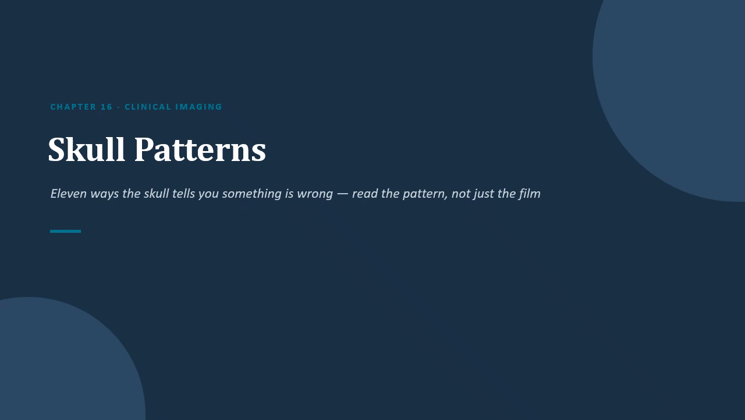Hello everyone, this week we're going to be looking over skull patterns as part of our clinical imaging course. With the skull, there's 11 different ways that the skull can show us that something is wrong. Again, this course is not for us to be able to diagnose, but it is for us to become familiar with looking at some of the patterns that we're seeing on our patients' images.